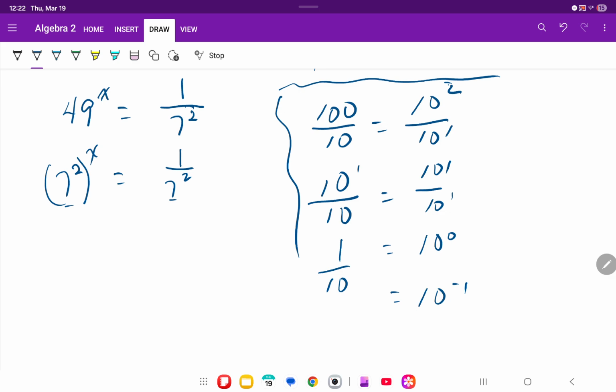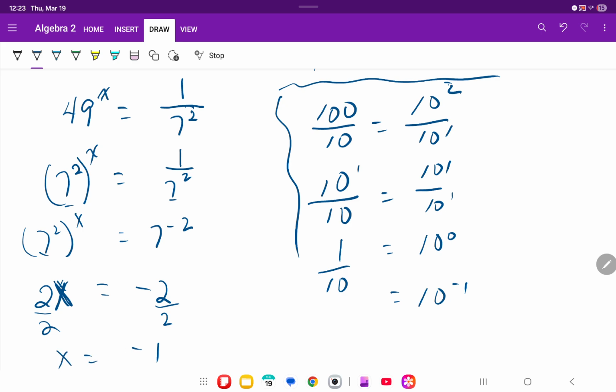So now we can rewrite this as 7 raised to the negative 2 power is equivalent to 7 squared raised to the x power. These are almost identical. So I can multiply these two exponents together, which makes 2x, 2 times x. I can drop my base 7, so 2x equals negative 2. Therefore, if I divide both sides by 2, x must be equal to negative 1.